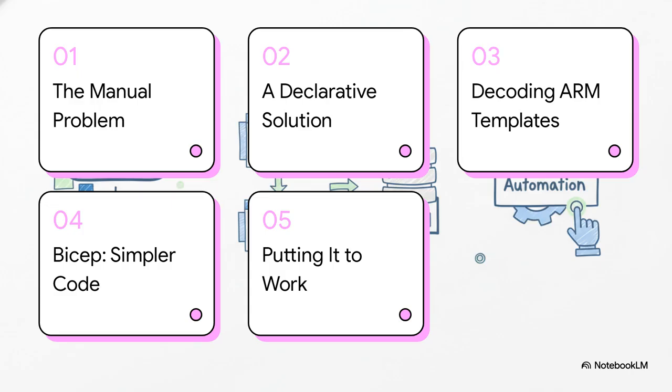Here's our game plan. First, we'll talk about why doing things by hand is, well, a problem. Then we'll get into the solution, this idea of infrastructure as code. After that, we'll decode ARM templates and then meet their much friendlier sibling, Bicep. And finally, we'll tie it all together and see how you can put this stuff to work.